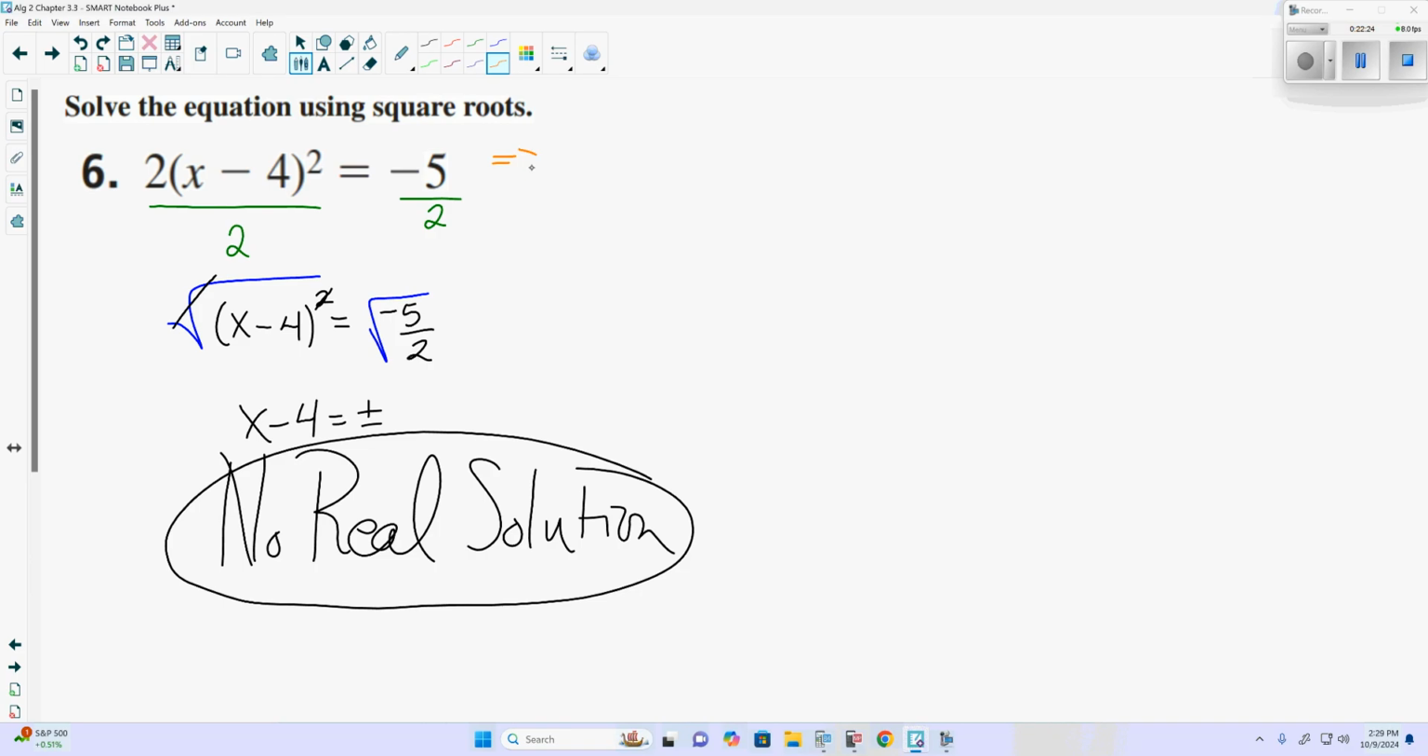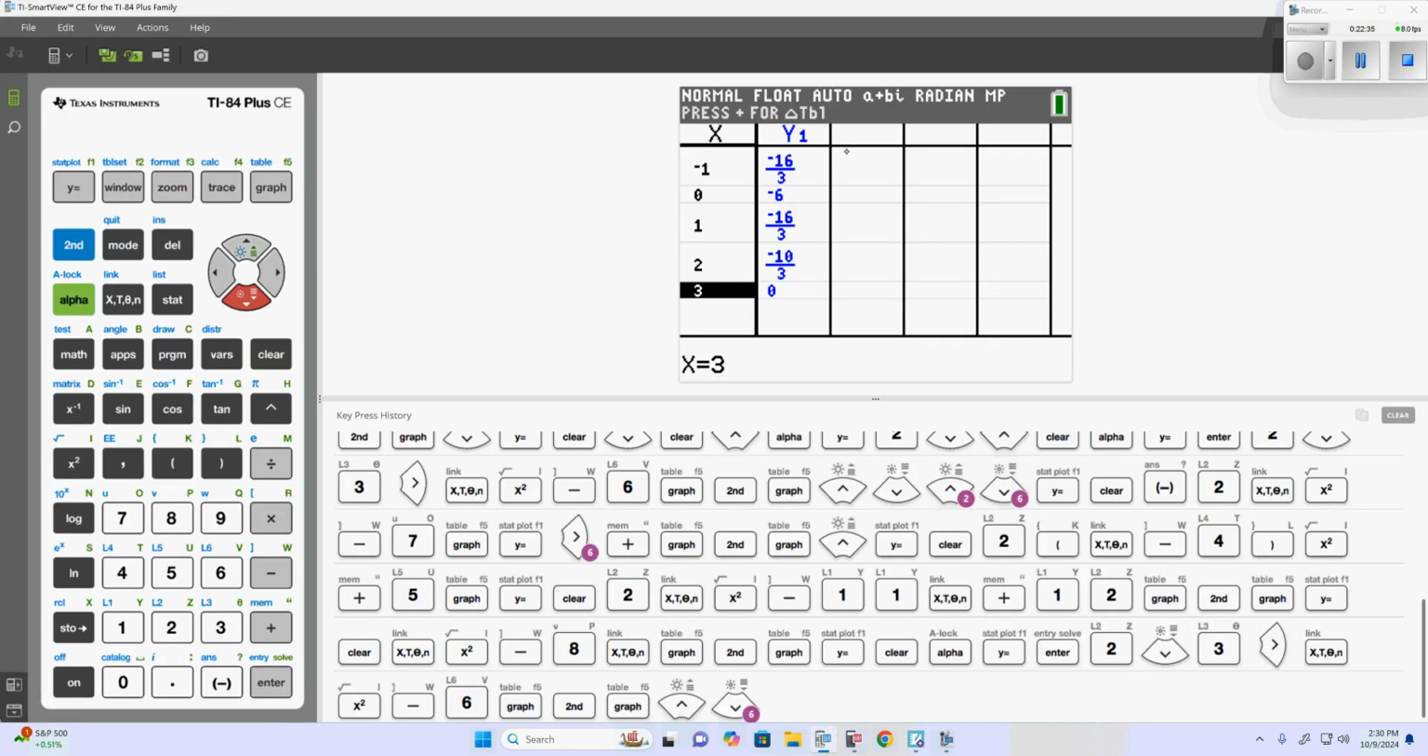I'm going to go on and graph this. So to get it equal to 0, I would just add 5 to both sides, giving us 2 times x minus 4 squared plus 5.